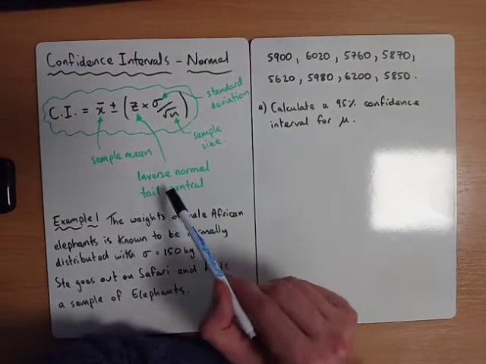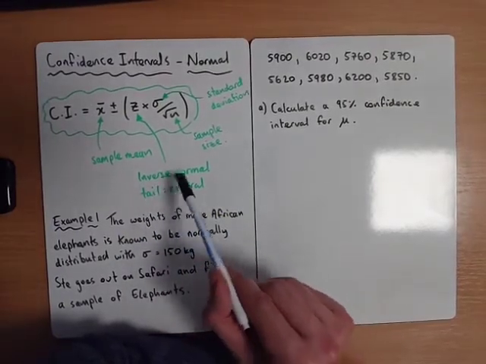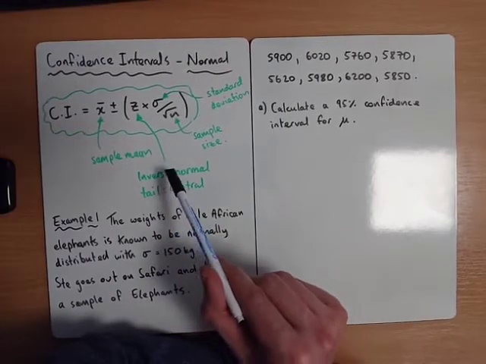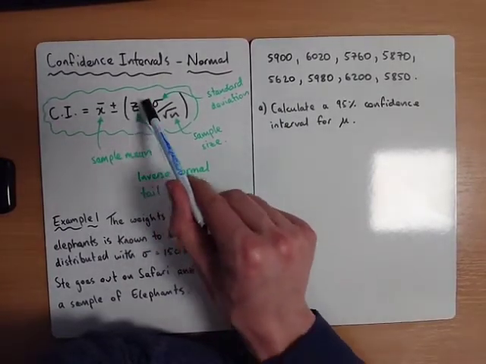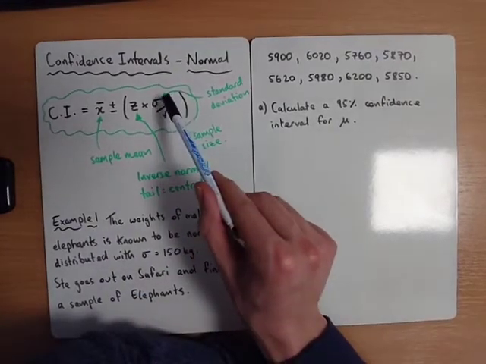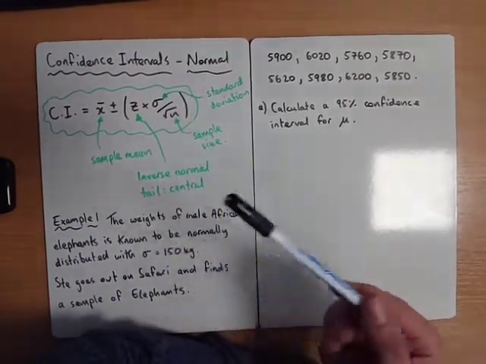comes from the normal distribution, which you've done a brief introduction on. You'll see more on that next year. But for now, let's not worry too much about what this bit represents. Let's actually just do the calculation. Standard deviation and a sample size.